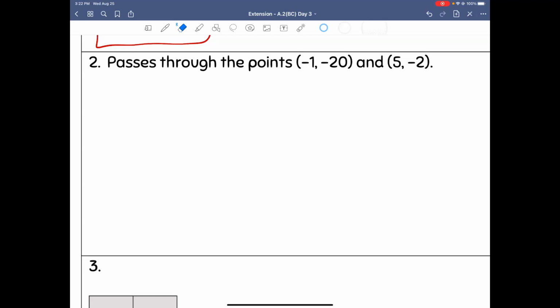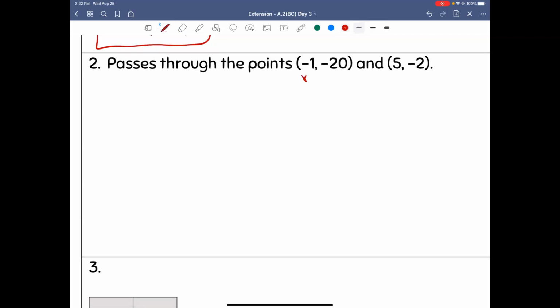In example 2, we want to write the equation in standard form of the line that passes through the points (-1, -20) and (5, -2). In this case, we were not given the slope, and so we will need to find that using our slope formula. We can label these points as x1 and y1, x2 and y2.